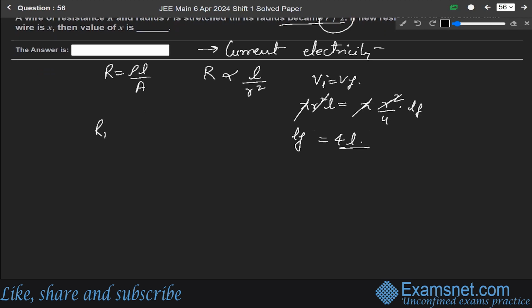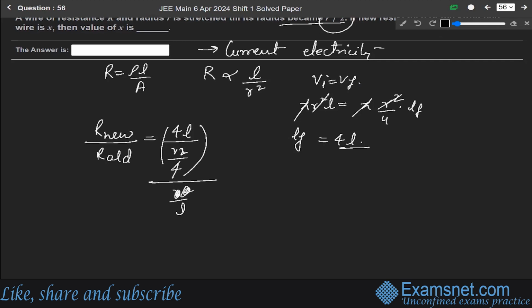So R new over R old will be equal to L over r square. It will be 4L over r square, meaning r by 2 whole square, meaning r square by 4, over R old, which is L over r square. So just solve it. This L cancels, this r square cancels. So we get R new over R old equals 4 times 4. Is this 4 square? No, it is 4 only.